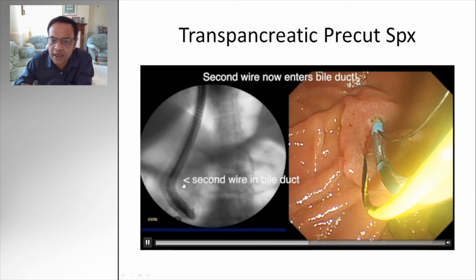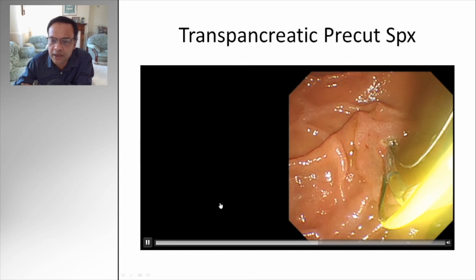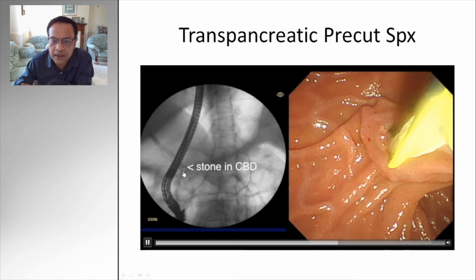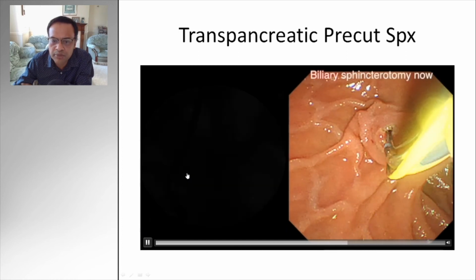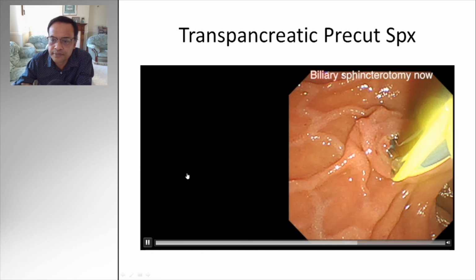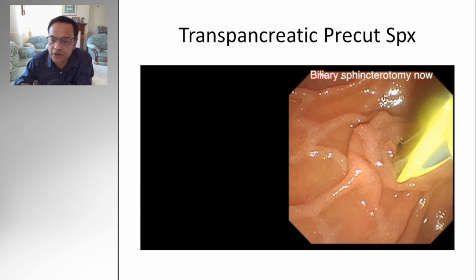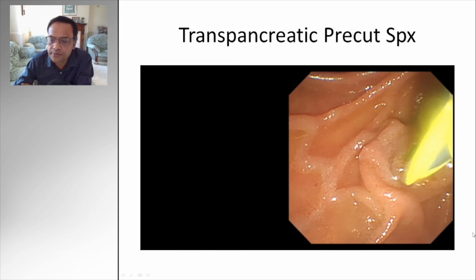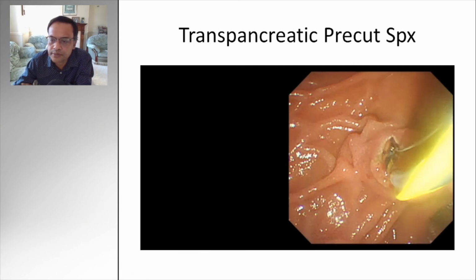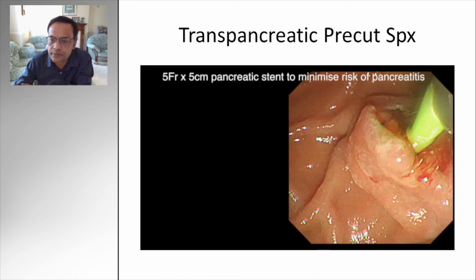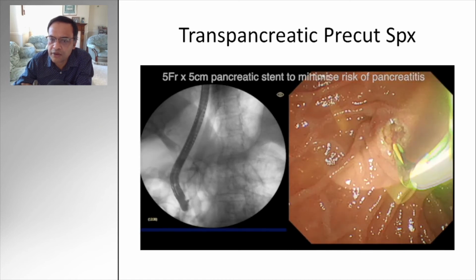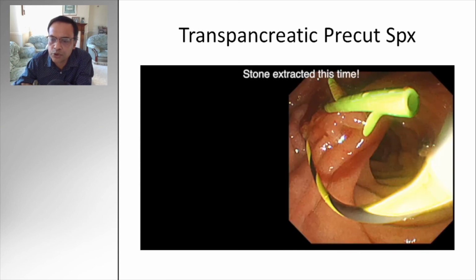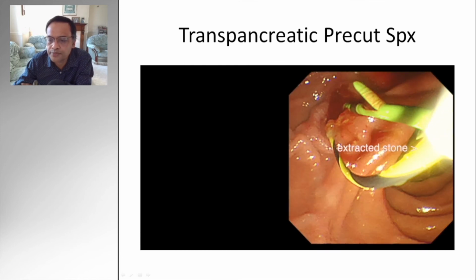A second wire is now inserted into the bile duct and the cannula then passes through. A stone is seen. A biliary sphincterotomy is now performed. A 5 French pancreatic stent is passed over the first wire and a balloon is used to remove the stone.